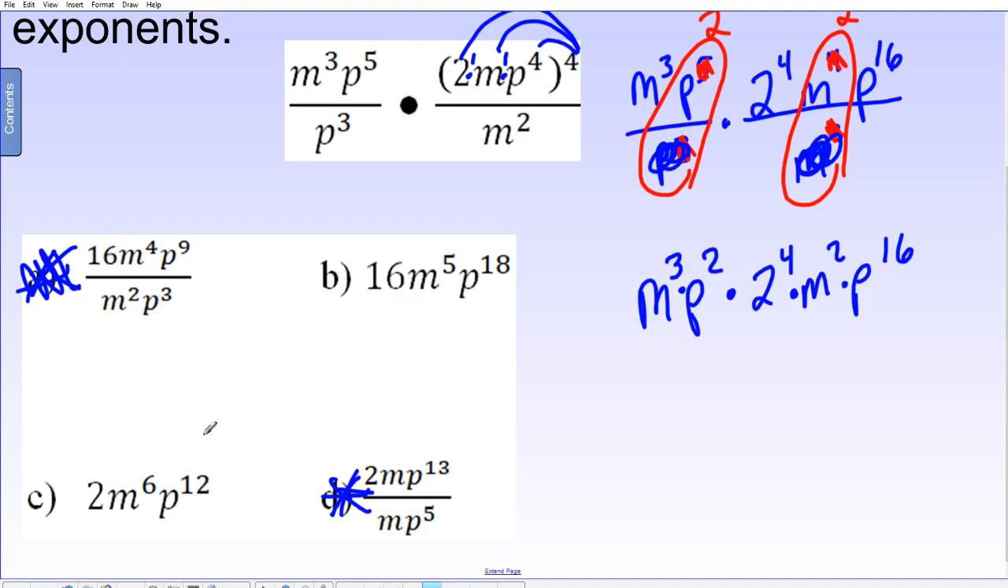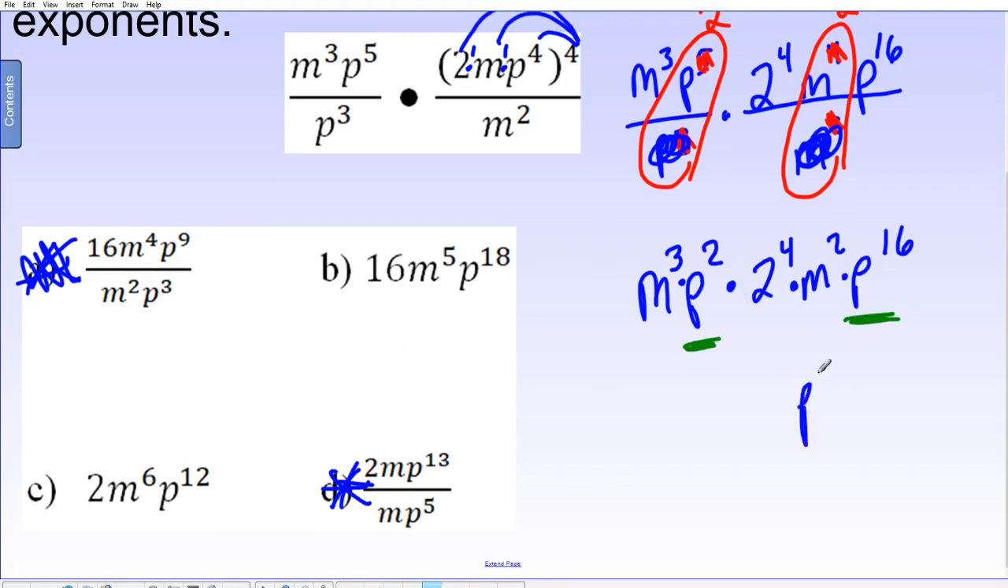Let's figure out which of these two it is. So if I combine my P's together, I've got 2 P's here and 16 P's there. If I add them together, that should give me P to the 18th power. Keep going. I want to make sure I'm right. Make sure I didn't screw up somewhere else. Make sure I get these other two numbers.